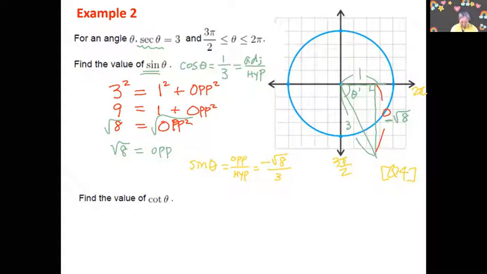So we found it. Then continuing with the same situation, it's asking cotangent, no problem, okay? Cotangent of theta is the reciprocal of what? Tangent. So let's find tangent first. Tangent is opposite over adjacent, right? So tangent will be opposite negative radical 8 over adjacent 1, which is negative radical 8.